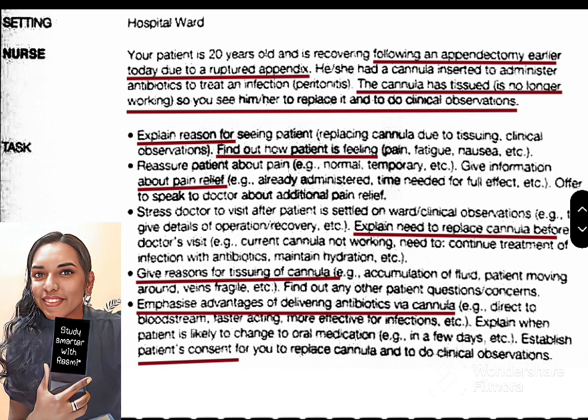Then the next thing will be, do you have any more concern? The patient's answer will be, no, sister, I don't have any more concerns. Okay, fine. Then we can say, okay, Mr. John, I hope I have clarified all your doubts. If you don't have any other question, may I proceed with replacement of cannula and your clinical observation? So that is establishing the patient's consent. You have to ask in that way. If you don't have any other question, may I proceed with the replacement of cannula and clinical observation with your consent? That's enough. Then the answer will be, yes, of course you can.